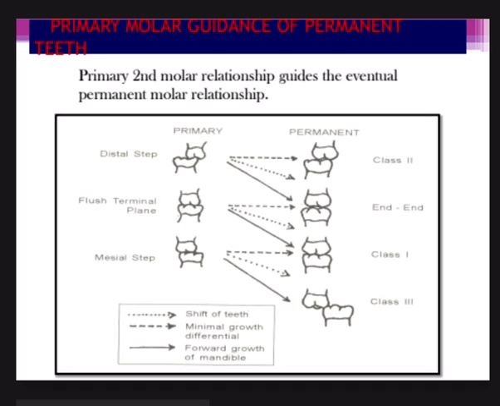If there is minimal shift of teeth or minimal growth differential, it will be somewhere between class 1 and class 3. Okay, so this is what you have to keep in mind.